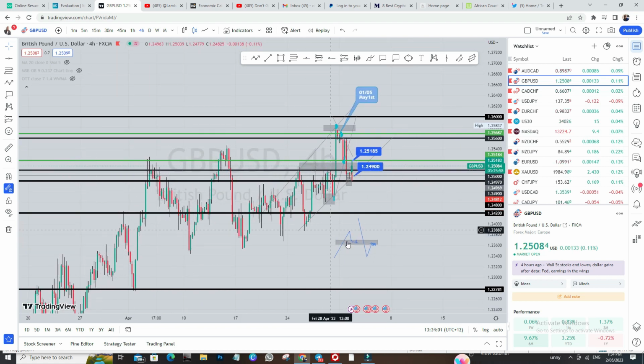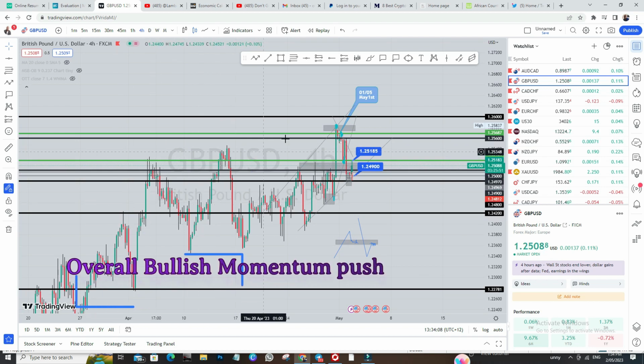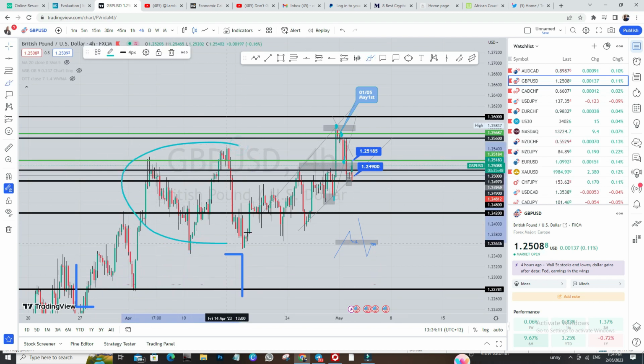If you look at this pair on the 4 hours, price has been kind of pushing to the upside. I say kind of because at some point in the push there was a consolidation around this area, and because of that it created a double top. After that area it made an attempt to push up with some form of consolidation. Somehow price has been able to produce a bullish channel to the upside.